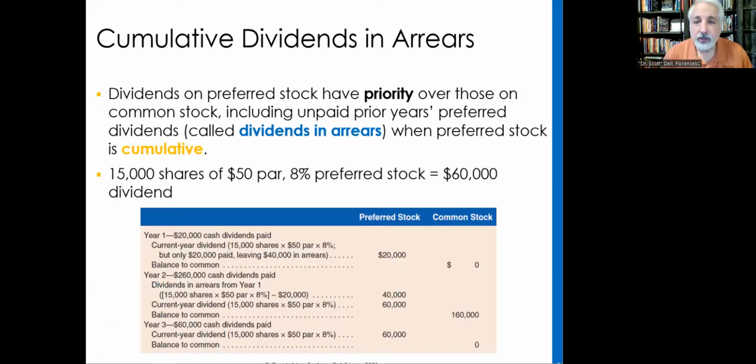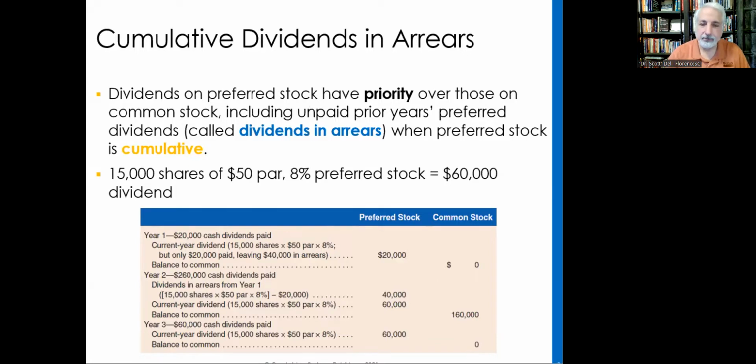So dividends on preferred stock have priority. We've already talked about that over common stock, including unpaid prior years if the cumulative feature is written into the paperwork. They collect the dividends in arrears. That's last year's and previous year's dividends that were never declared, but I get, as a preferred stockholder, the rights to accumulate those as we go.